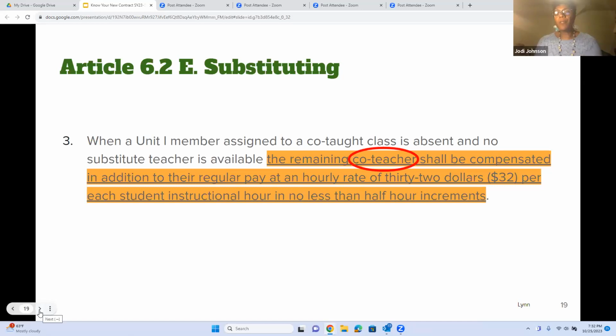What about if you're splitting the class? Same thing. If you're splitting the class, you get a half hour, and all those students should be going to specials during your normal planning time. Okay, that was one of the questions.